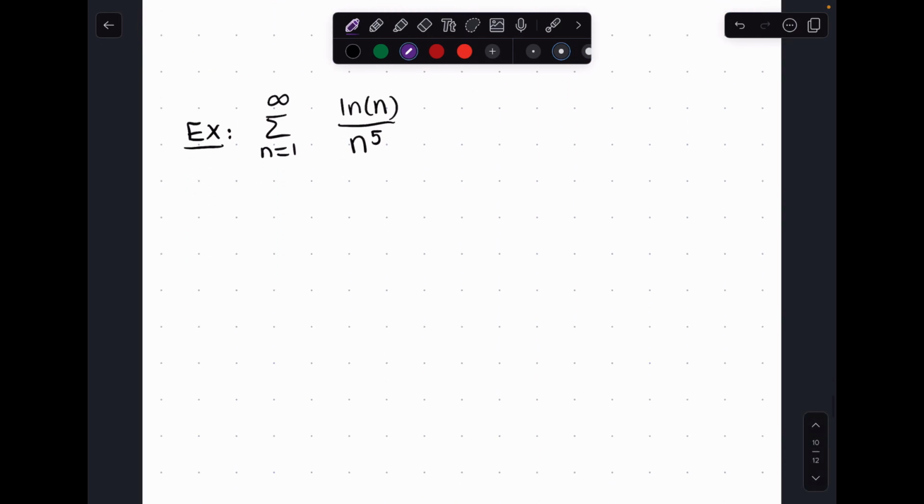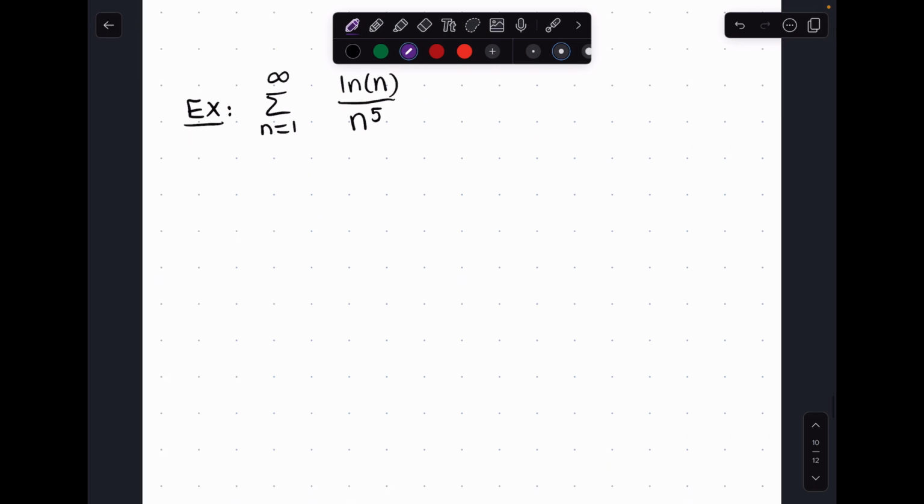All right, we have this next one. Again, pause the video if you want to try it first. So, for this one, we could look at the natural log of n divided by n to the 5th. And we can actually bound it below by 0 for any n that's greater than or equal to 1.